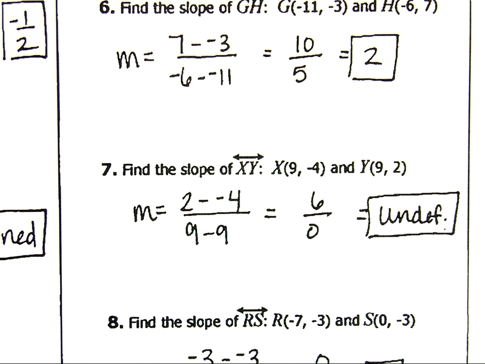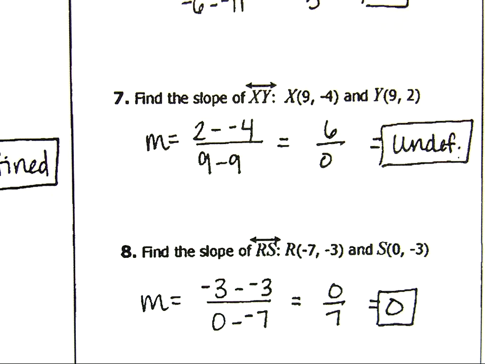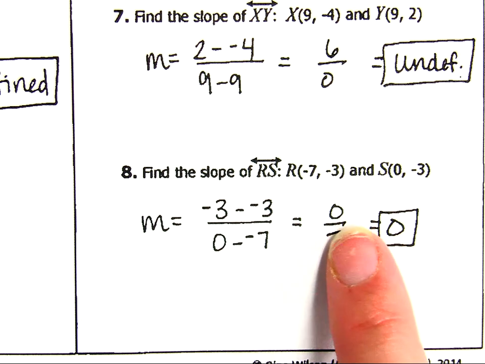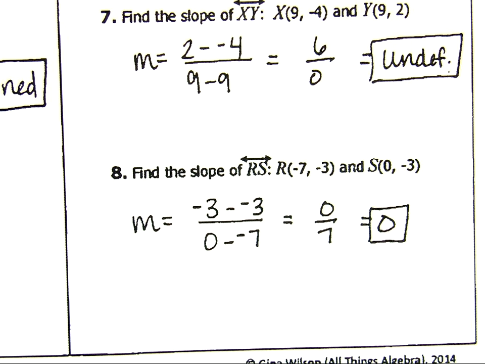So notice where the 0 is. And then here is number 8, and you should have gotten a slope of 0. Notice the difference between those last two. It's undefined when you have a 0 in your denominator, and it's 0 when you have a 0 in your numerator. Okay, so that was just a quick review on slope. Now you're going to do a couple of problems just practicing finding slope both from a graph and from ordered pairs.